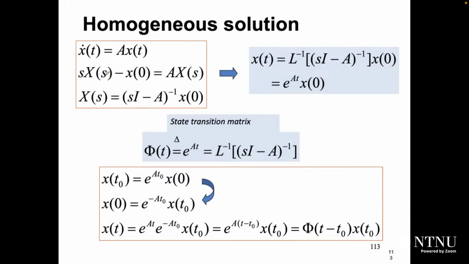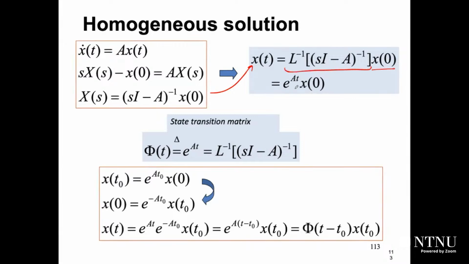So we will apply the Laplace transform. It will be s X of s minus x0 equals A multiplied by X of s. We ignore the input to get the homogeneous solution. In this case, X of s will be (sI minus A) inverse multiplied by x of 0. So we just ignore all inputs. Now we apply the inverse Laplace transform, so x of t will be the inverse Laplace transform of (sI minus A) inverse multiplied by x0.